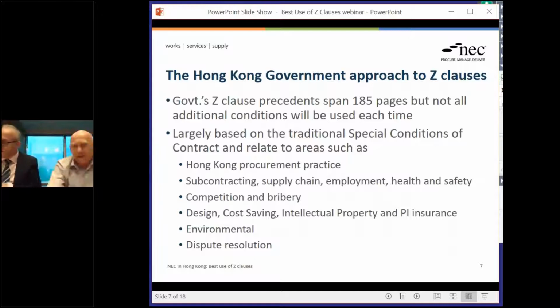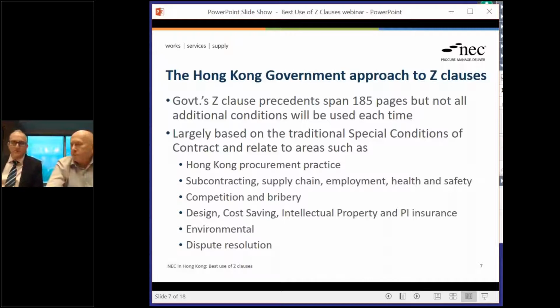So what else is there to comment on about the government's approach to Z clauses? Well, you can see on the slide that I flagged that the precedent clauses span 185 pages, and in fact, this is my well thumbed copy here. It's quite a substantial document. Now, not every clause in here is going to apply to every NEC contract, because some only apply to certain options, some only apply in certain circumstances.